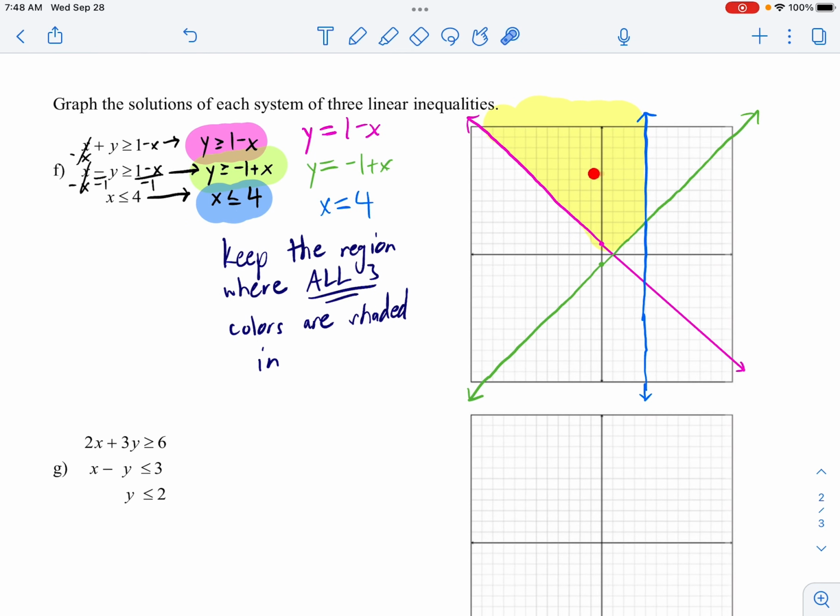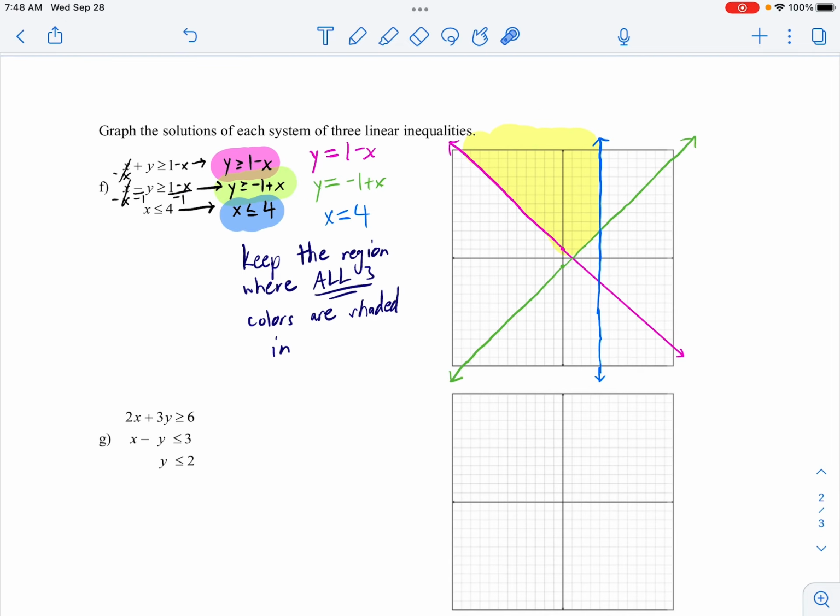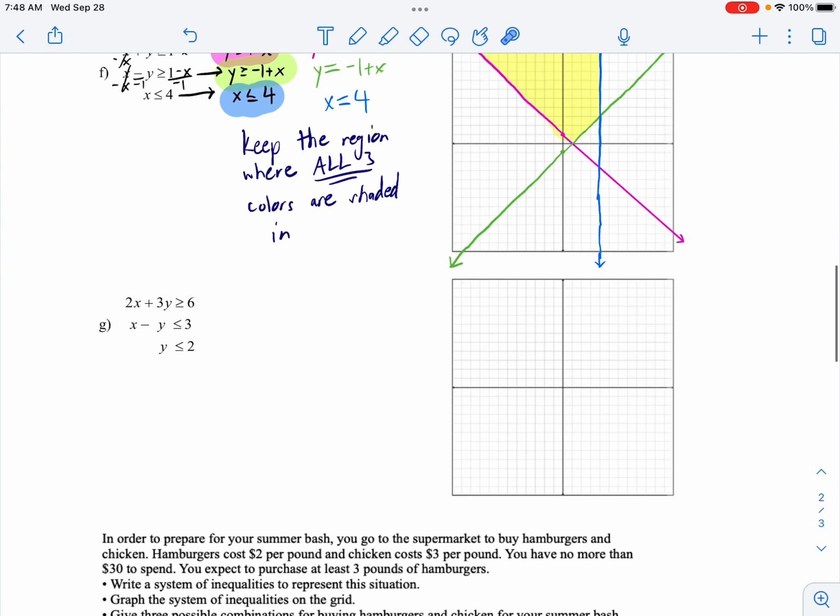So what this means is that every point, if we take an ordered pair from this region, the x and y for that ordered pair are going to satisfy all 3 of these inequalities. If we plug the x and y in our ordered pair in for these, all of these inequalities will hold true. Okay, so that's what that means. Okay, let's do one more of these.